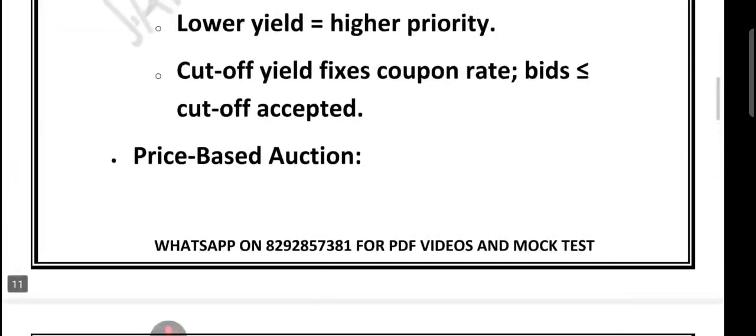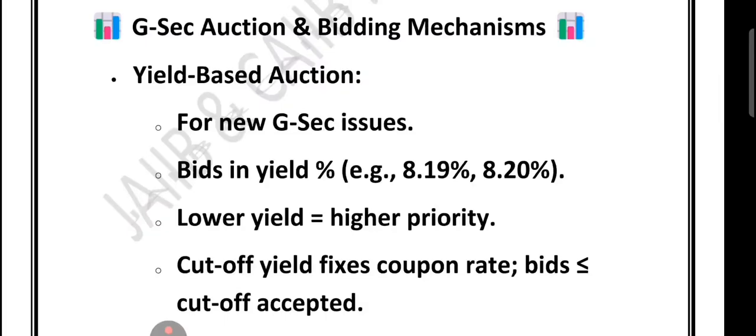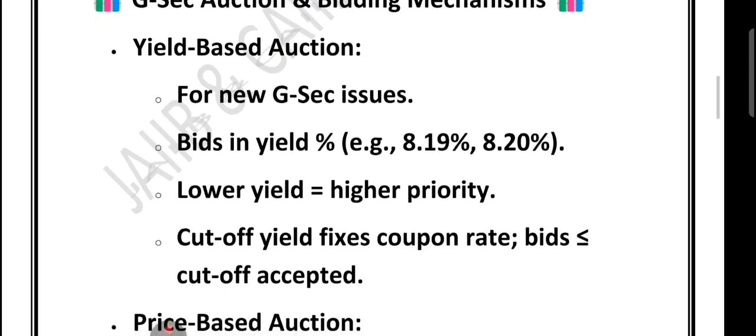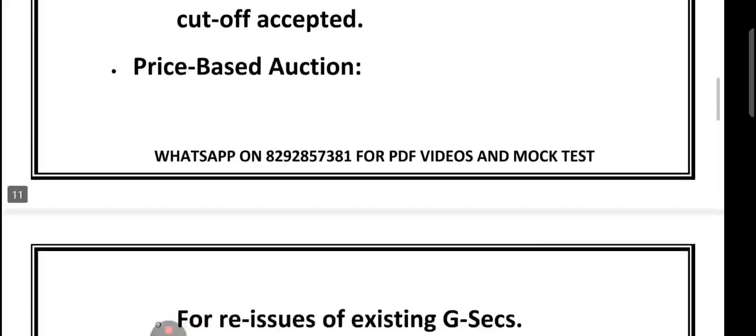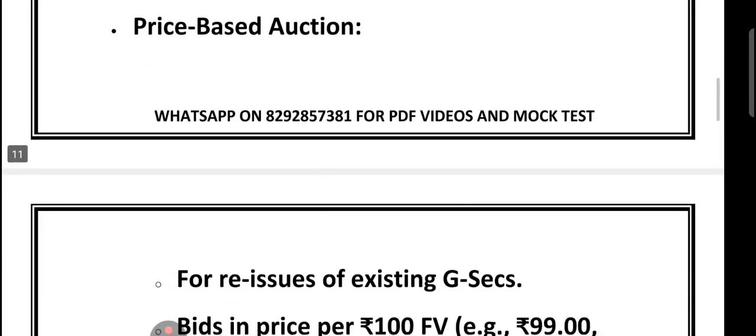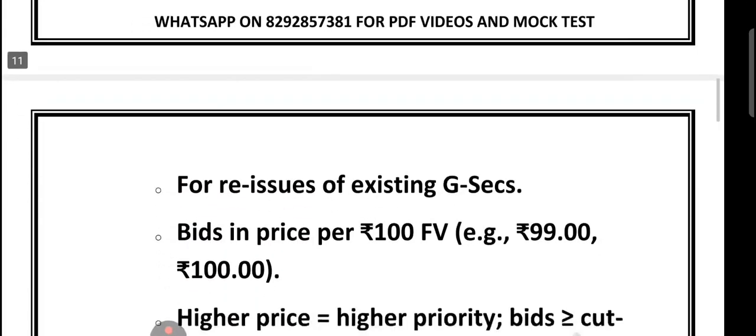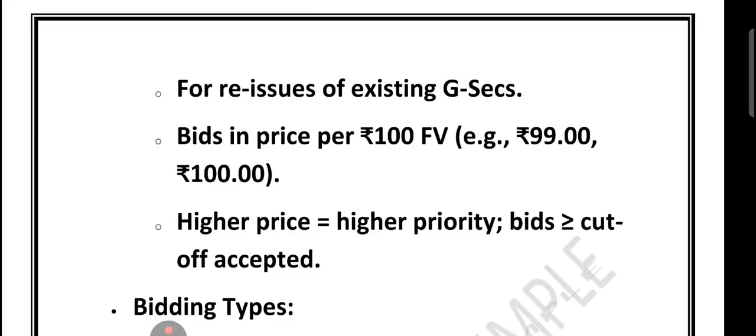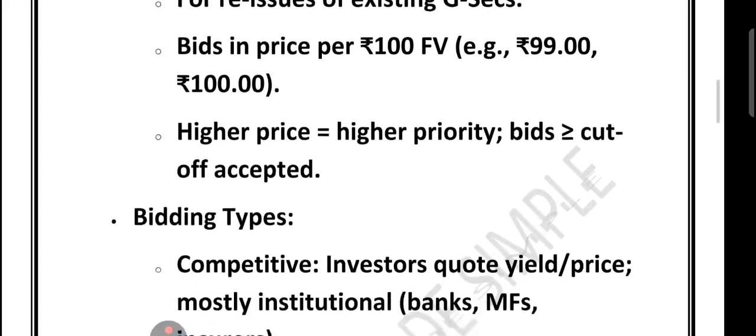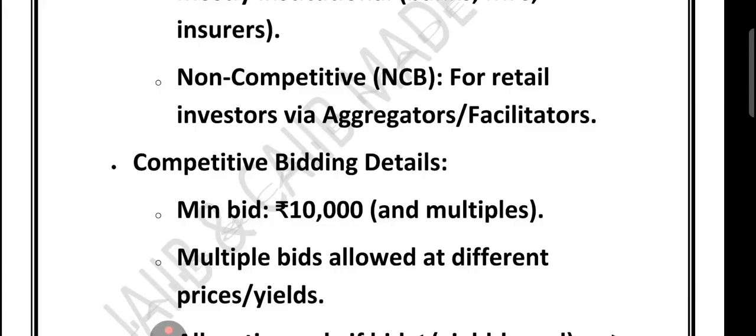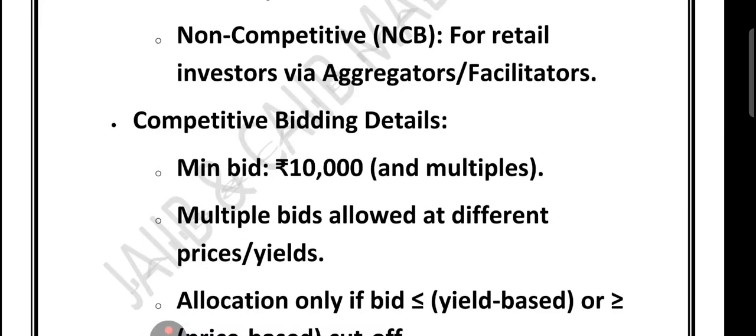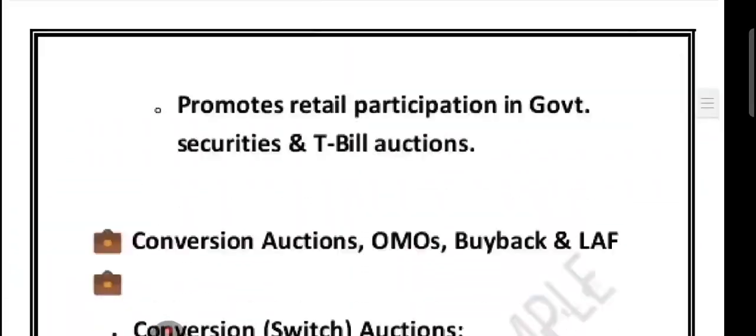I started with the two types of auction I told you. Yield-based auction, please remember, is for new issues, and a lower yield means a better bid. Please remember these two points: yield-based auctions are for new government securities, and the lower the yield, the better the bid is. Then we have the second kind of auction, called price-based auction. I told you this is for reissue, and a higher price means a better bid. In competitive bidding, institutions quote yield or price directly. Non-competitive bidding means retail investors participate via a facilitator or aggregator, encouraging broader public participation in safe government securities. These are the points which we have just covered.